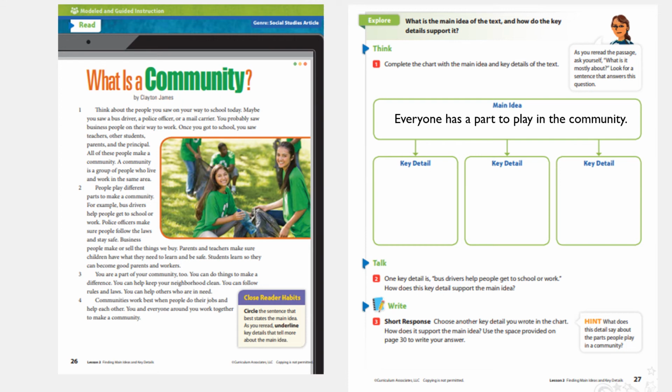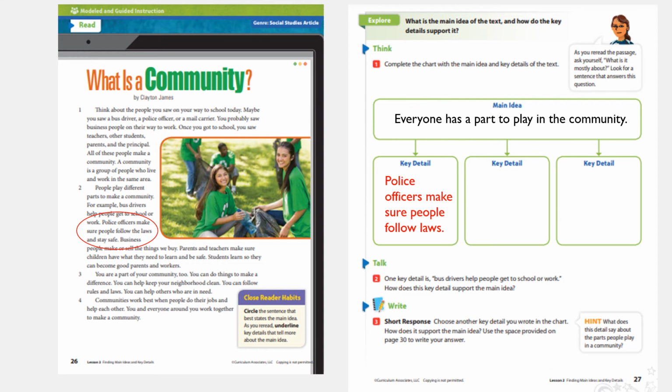I remember as I was reading that there were several different types of people or jobs that were mentioned in here, and all of those people make up a community. So everyone that lives in a place has a part in their community. But we need to add some key details now. We need to get specific. What parts do people play in the community? We need to come up with 3 examples. Well, I remember reading about police officers, and it says police officers make sure people follow laws. So I want to circle that in my text so that I remember where I found that answer.